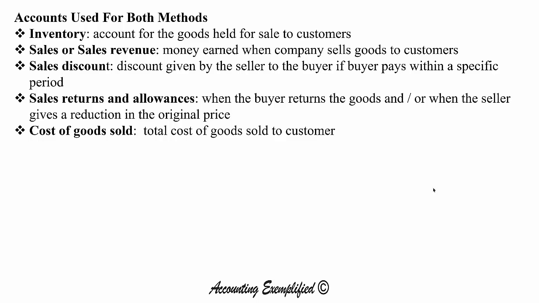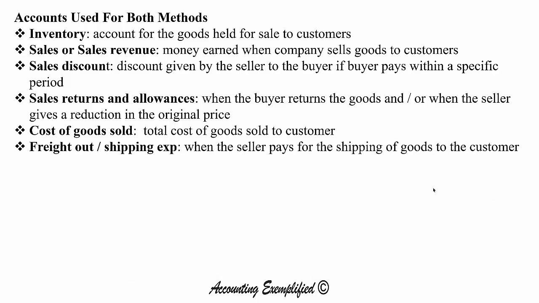And also cost of the goods sold. This is the total cost of the goods sold to the customer. Under the perpetual method, the cost of the goods sold will be recorded every time the company sells goods to the customers. Under the periodic method, the cost of the goods sold is a calculated amount and recorded at the end of the period. Freight out or shipping expense. When the seller pays for the shipping of the goods to the customer, this is an expense and this will go in the income statement.